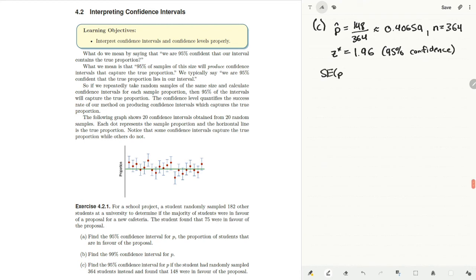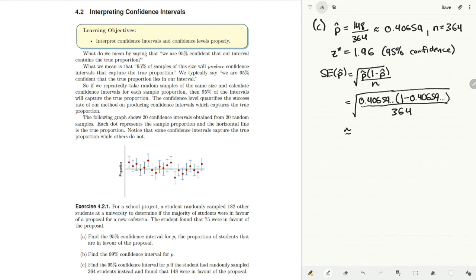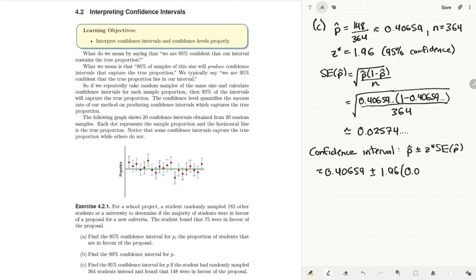And now we can calculate the standard error, which is the square root of p hat times 1 minus p hat all over n. So we have the square root of 0.40659 times 1 minus 0.40659, all divided by 364. And this will be approximately 0.02574. So now we can calculate our confidence interval. So we have 0.40659 plus or minus 1.96 times 0.02574.